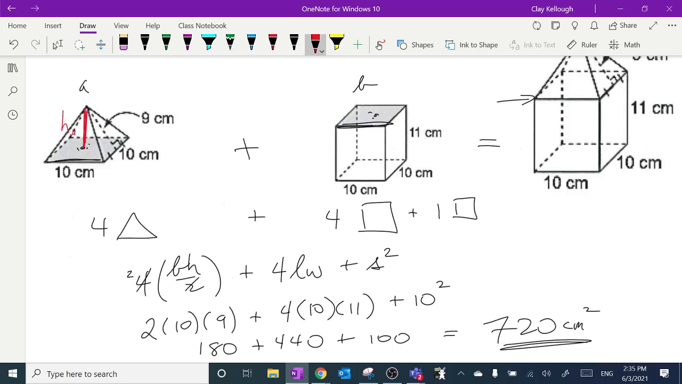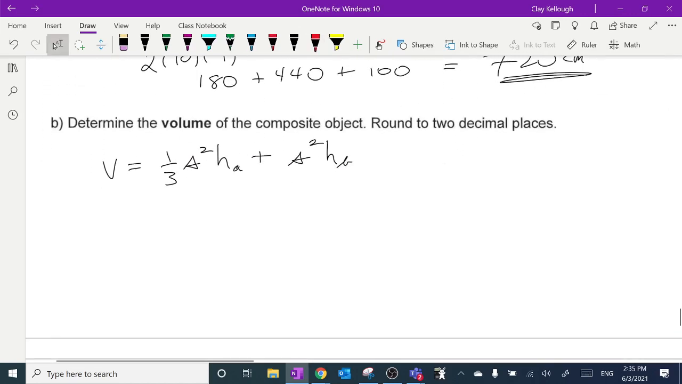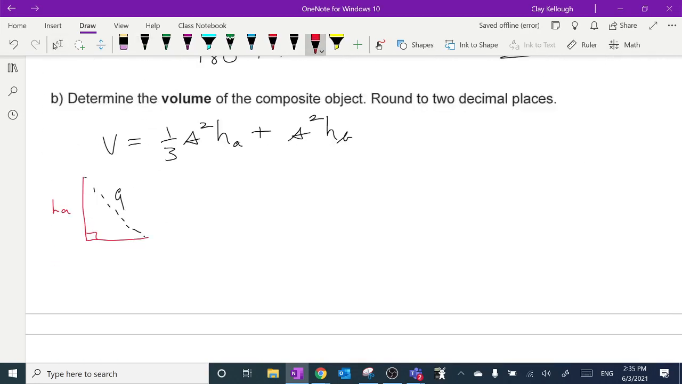I called it h of a. How am I going to find it? Well, if I keep going from here to here, I have made myself a triangle. Let's redraw that triangle down here where we're working. We have this height that we're looking for, which I called h of a. It makes a right angle, and then it met with this dotted line that we already knew was 9. It was 9, wasn't it? Yeah, it was 9.